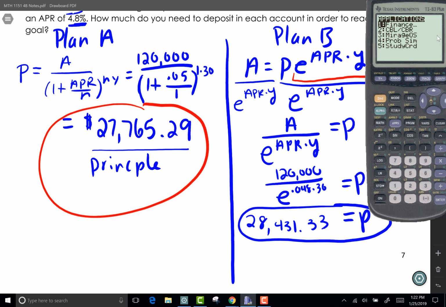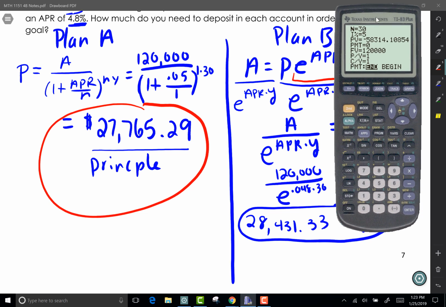So I'm going to go to Apps, choose Finance, and go to TVM Solver. Once a year for 30 years means my big N is going to be 30. My interest rate for Plan A is 5%. Present value is what we're looking for, so I'm going to skip over that right now. We have no payment, so I'm going to leave that as 0. The future value, I want to have $120,000. And this is compounded once a year, so I want to make sure I put 1 in for the PY and the CY.